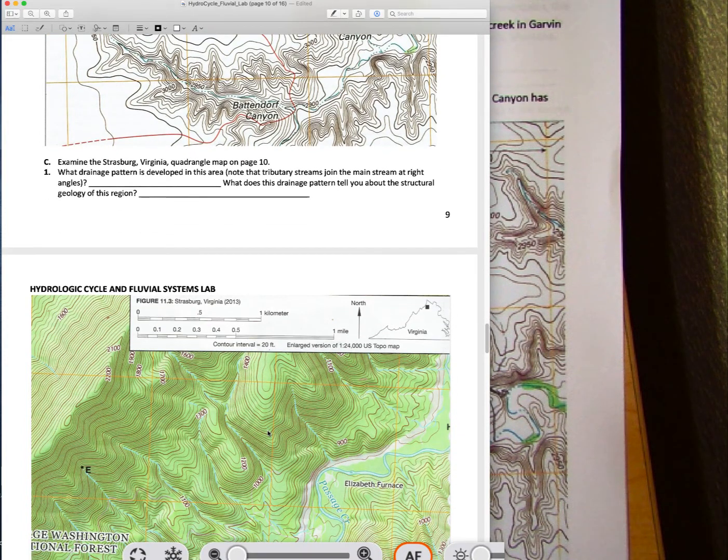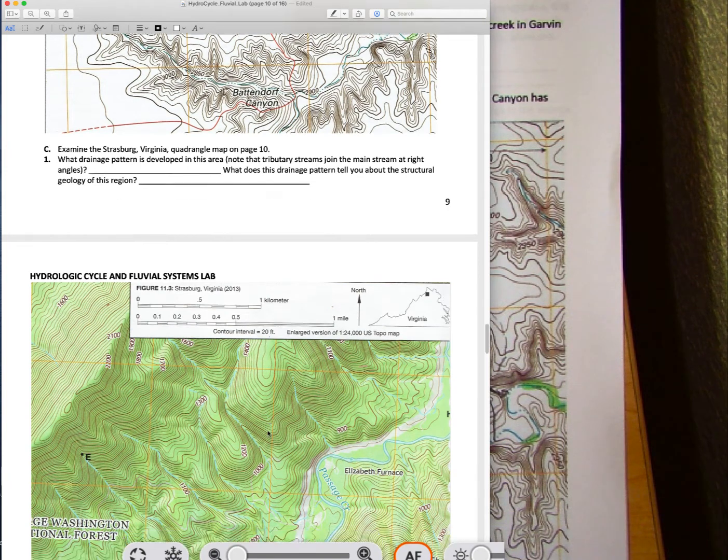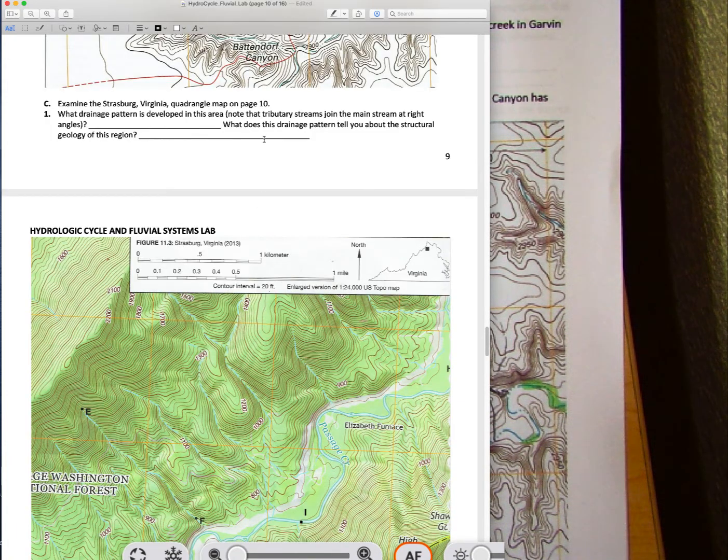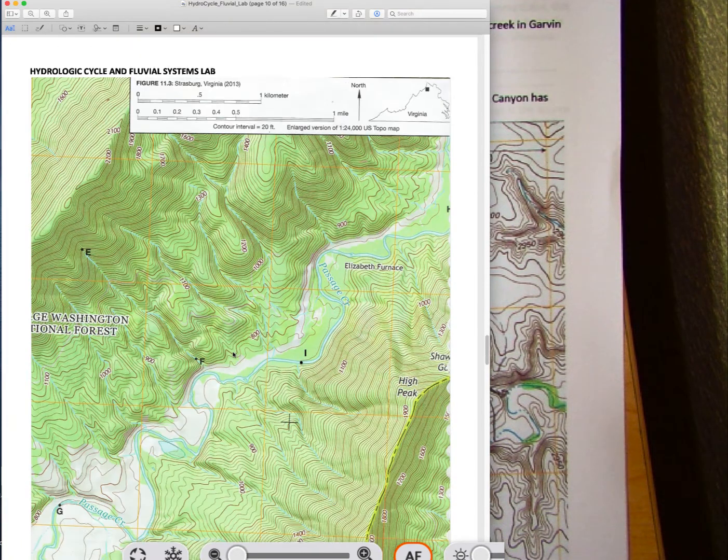We want to figure out what type of drainage pattern this one is. So now here we have a main stream, but then we have many little streams that are coming in at right angles. And then what does that type of drainage pattern tell you about the geology, the bedrock geology? So you can answer those questions.